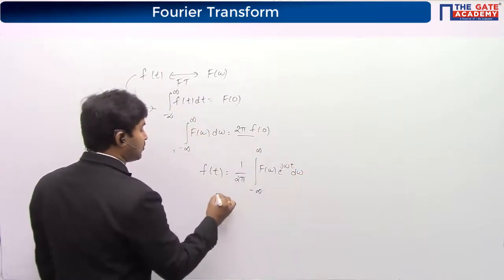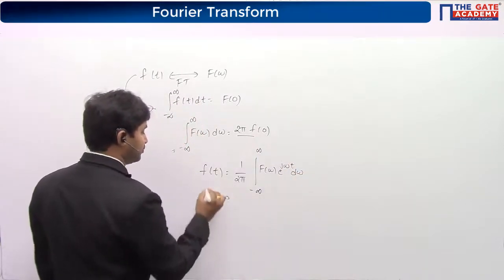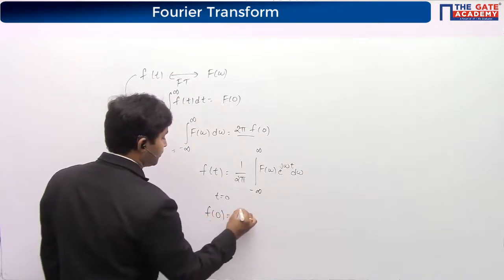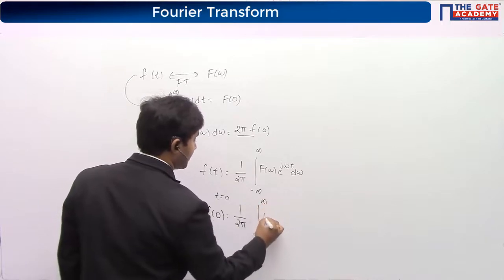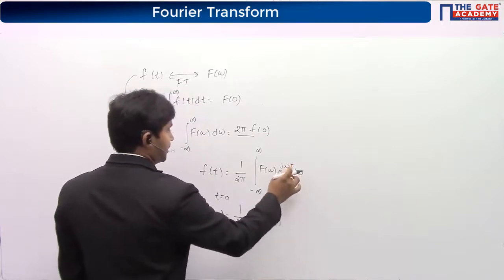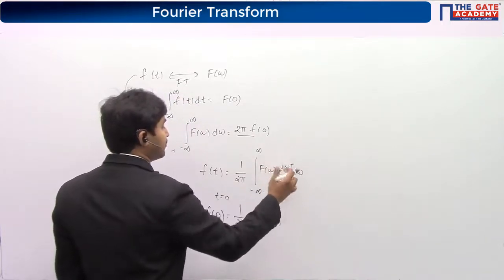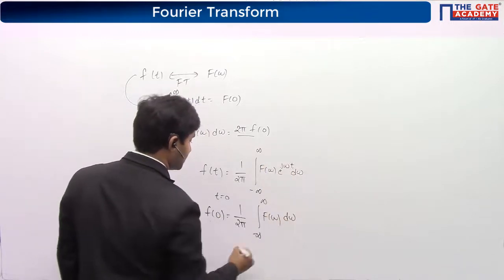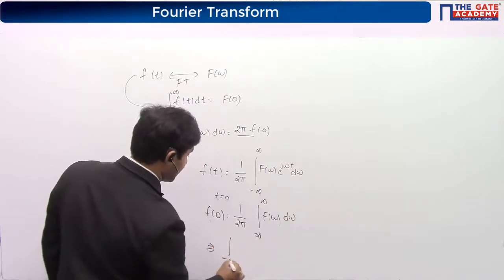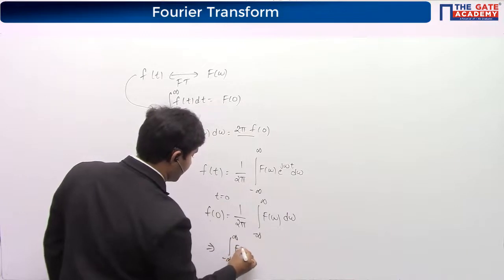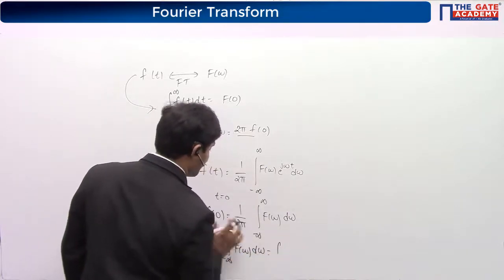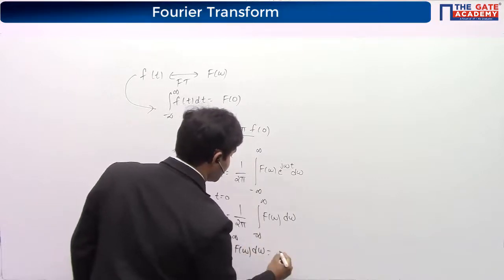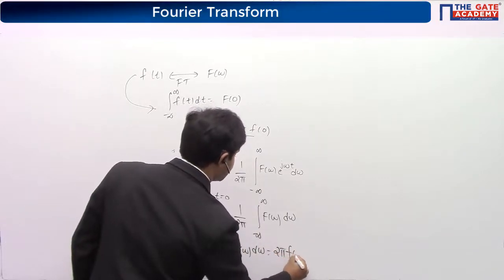So if you put t equal to 0, then f of 0 will be equal to 1 by 2 pi integral from minus infinity to infinity F of omega. If I put t equal to 0, this term will become equal to 1, d omega. Which implies that the area of F of omega is equal to 2 pi multiplied by small f of 0.